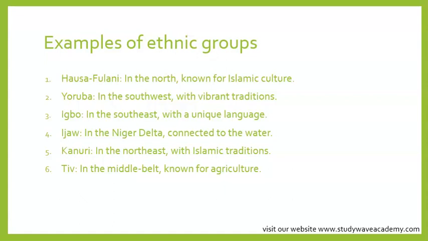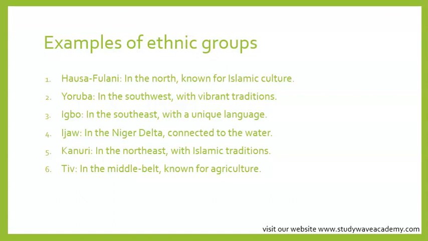We have the Tiv in the Middle Belt, known for agriculture. Tiv, predominantly in the Middle Belt region, known for agriculture, art, and a strong communal way of life. These groups add lots of different flavors to Nigeria's culture. Nigeria is home to numerous other ethnic groups, each contributing to the country's cultural richness.